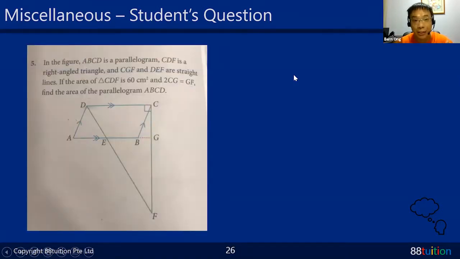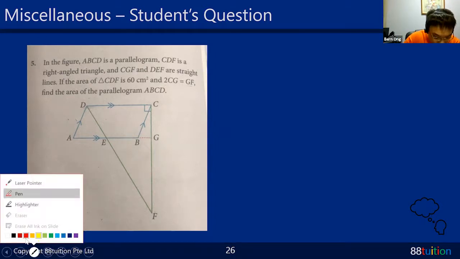Okay, last question. So this one, only one student got it correct. The answer is 40 square centimeters. One of the students asked me a very interesting question: what is the meaning of 2CG equal to GF? This is a very important part you need to know.